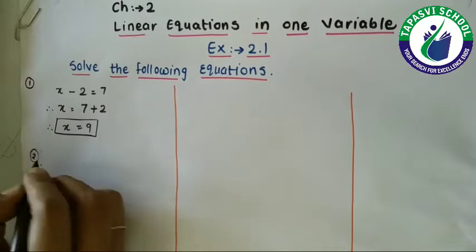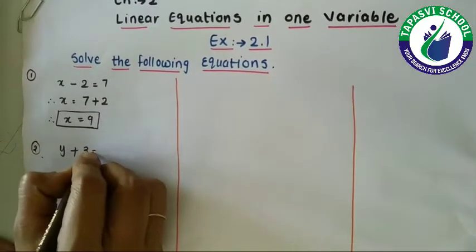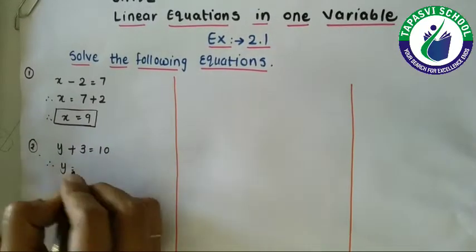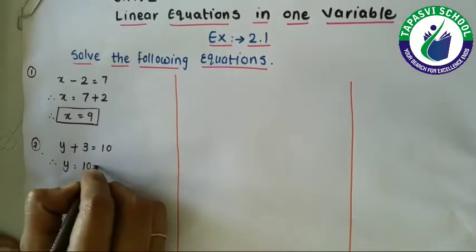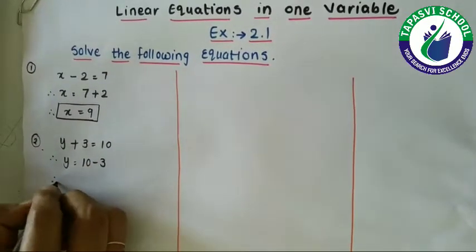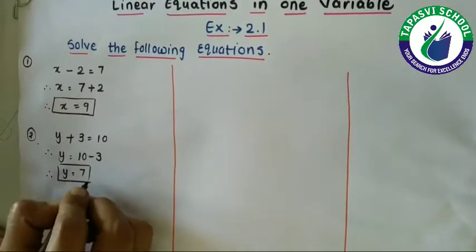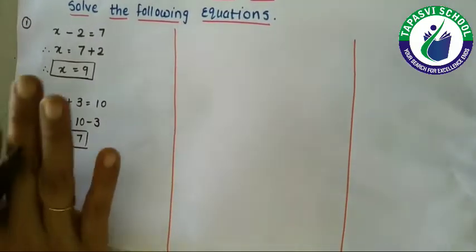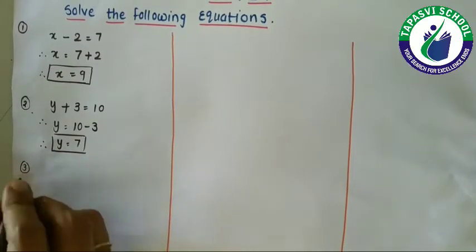Second one, y plus 3 is equals to 10. Here y will remain as it is. 10 plus 3 will come this side, minus 3. Therefore y is equals to 7. So whenever our equations are given in this simple format, we will easily be able to solve these sums.